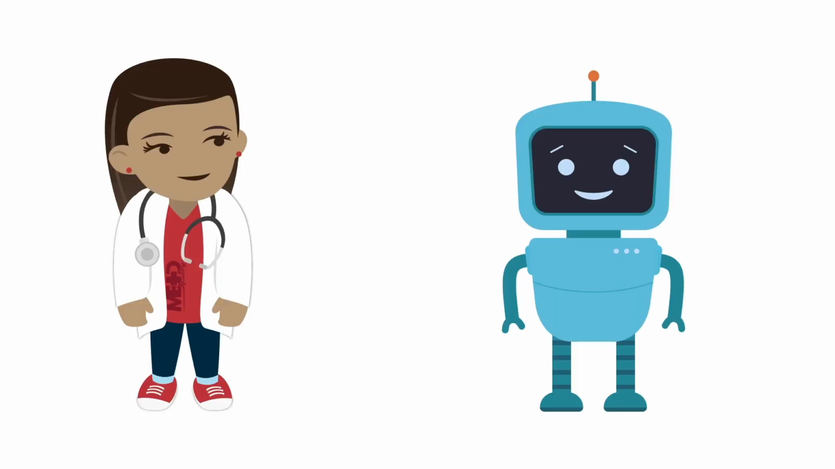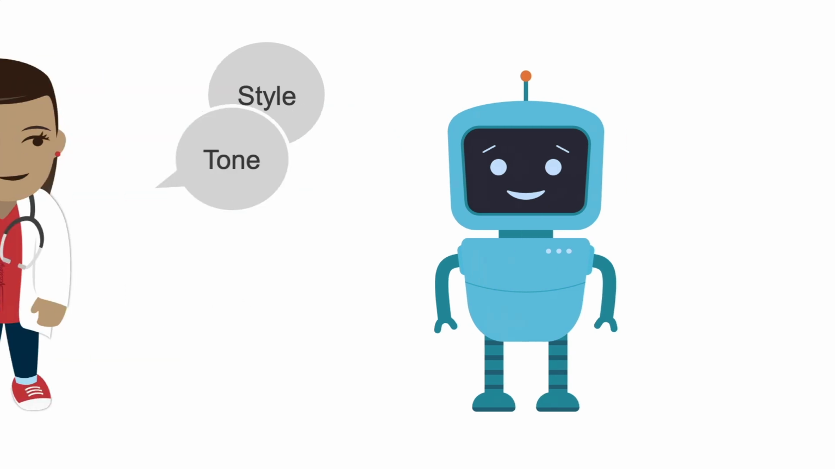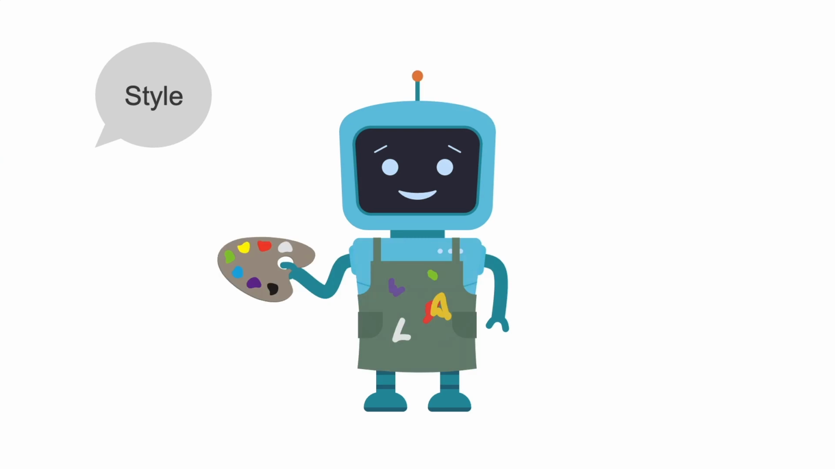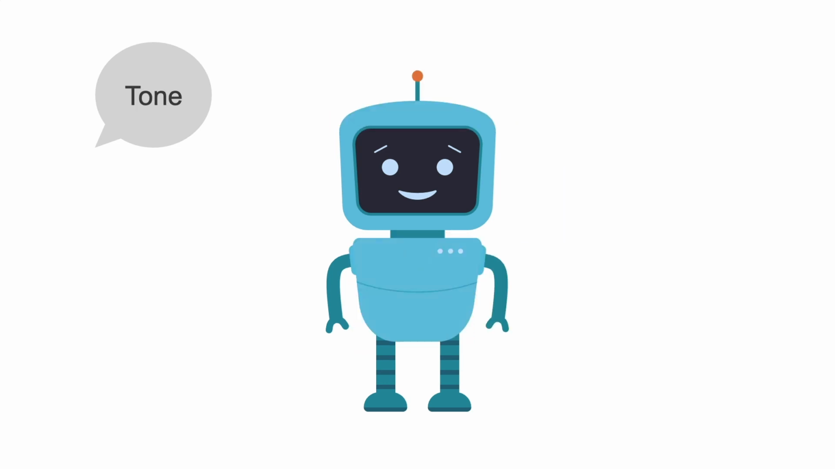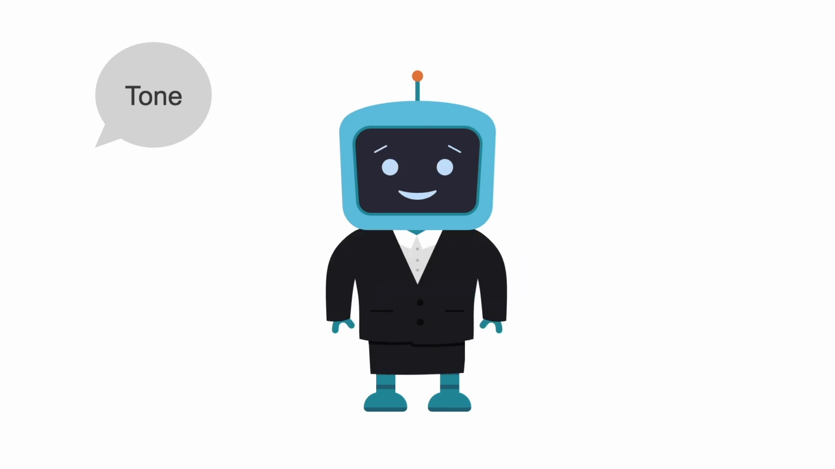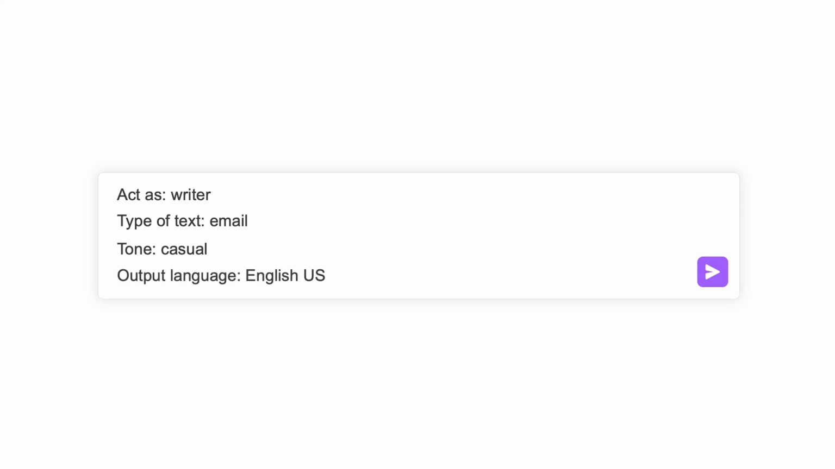Then you should tell the AI what style and what tone it should be using. You can instruct it on style, tone, or both. Here are some options for style: academic, creative, descriptive, scientific, and technical. Some options for tone include humorous, respectful, friendly, assertive, professional, and casual. So, to complete your prompt, you could then write act as writer, type of text, email, tone, casual. Next, you might want to tell the AI what output language to use. In this case, I chose output language to be English US.